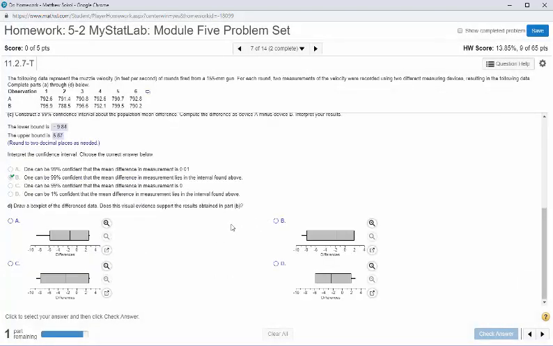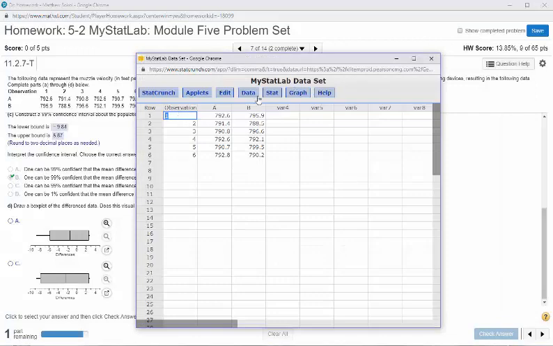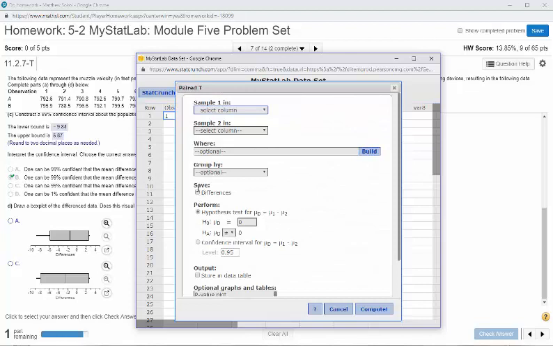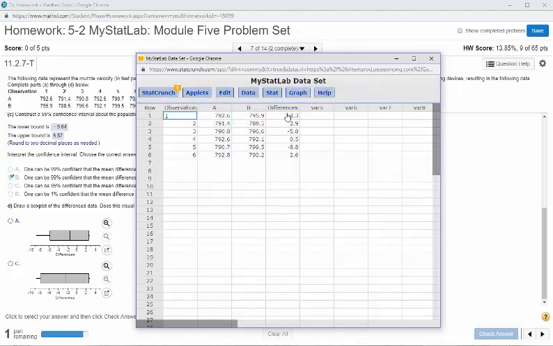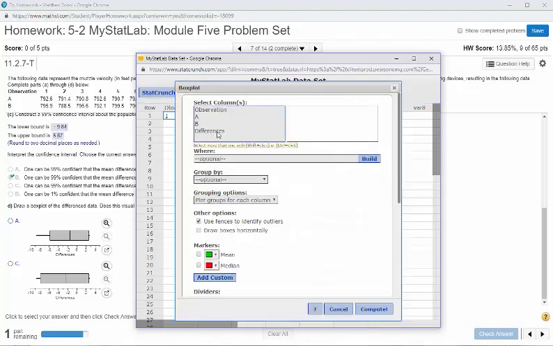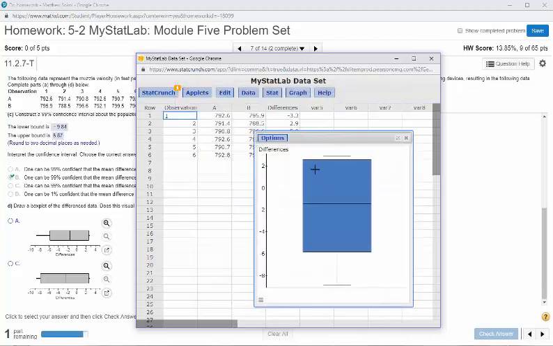All right, so the last part, you can draw the box plot of the difference data. What you can actually do in StatCrunch, when I load this back up, is when I go Stat, T Stat, Paired, you can save the differences here like this. So saving the differences. And you'll notice here that you have a column called differences right here. So if you go Graph, what you want is a box plot of the differences like that. And you can see this is what the box plot looks like.